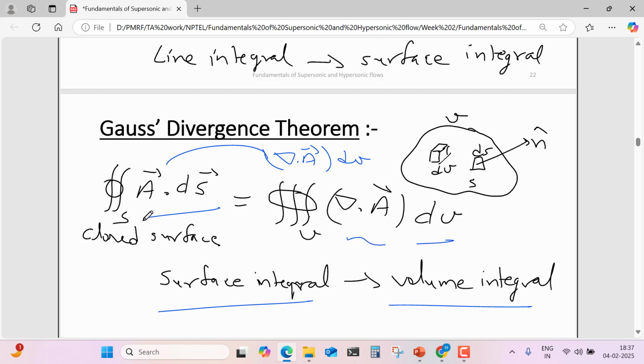So if you see this in the left hand side, this quantity is scalar. This is a dot product of two vectors. In the right hand side also, this del dot A is divergence. Divergence is scalar. So this quantity is also scalar. One thing to note is that this surface integral should be on the closed surface, and the volume for the volume integral should be made by this closed surface only. Only then this Gauss divergence theorem can be applied.